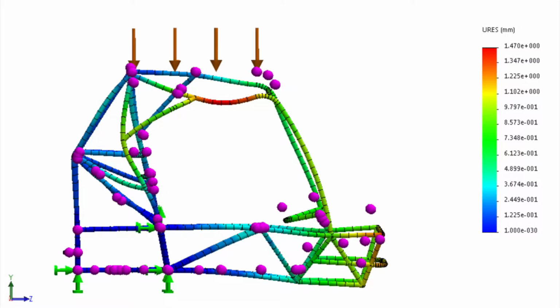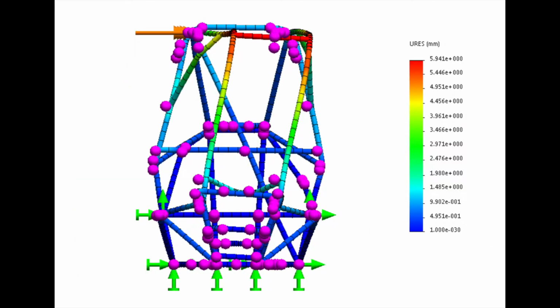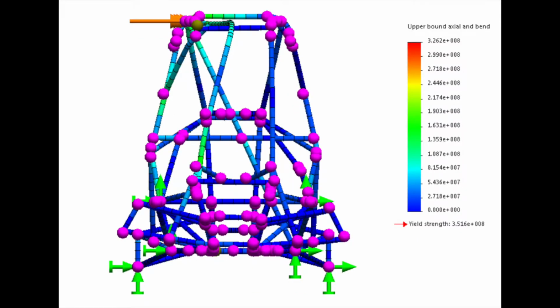The first simulation is a rollover impact on the chassis where there is 500 pounds applied to the top of the chassis. We did the same simulation on the second iteration of our chassis and it improved. We also applied the same forces on the side of both iterations. Here's the first iteration and here is the second iteration with the same forces applied to it.